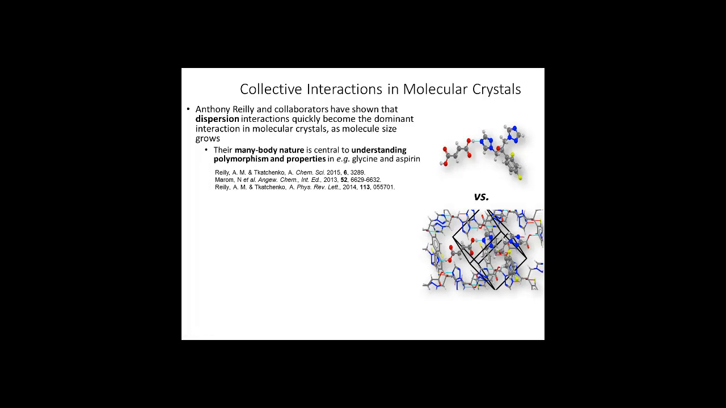Because there are large area contacts in the crystals, these individually weak interactions become very important. They are the glue that holds the crystal together, along with, obviously, electrostatic interactions. This many-body nature is central to understanding polymorphism and also the properties in things like aspirin and even glycine. Glycine, if you think about it, is the smallest amino acid. It's all hydrogen bonding that keeps it together, you would think. But if you don't accurately calculate the van der Waals interactions in there, you don't get the right answers. Many studies and approaches to co-crystals only focus on pairwise interactions.